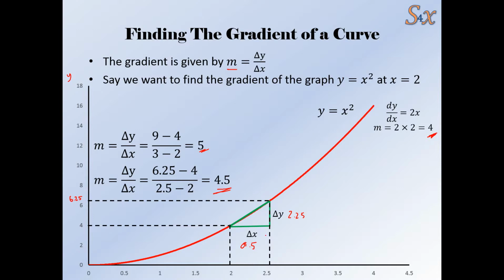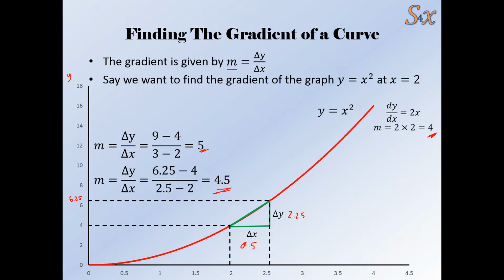But it got more accurate when we took a straight line from 2 to 3, and then we went from 2 to 2.5. It got more accurate, didn't it? So maybe we could do a line between 2 and 2.1, and then it would be even more accurate, and then 2 and 2.01, it would be even more accurate. And if we got it down to 2 and 2.0000001, we'd probably have pretty much exactly the right gradient.